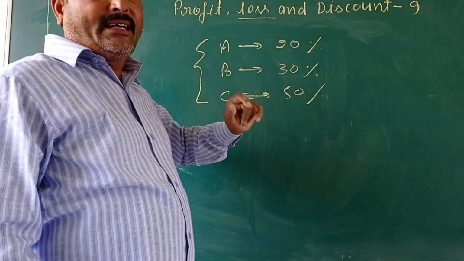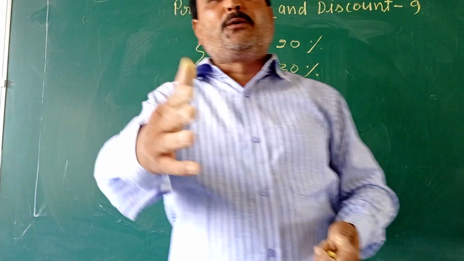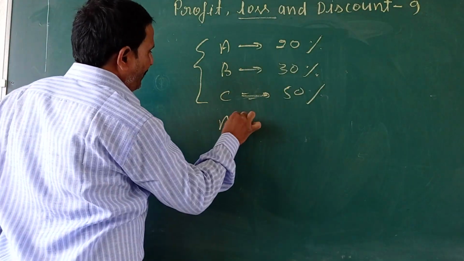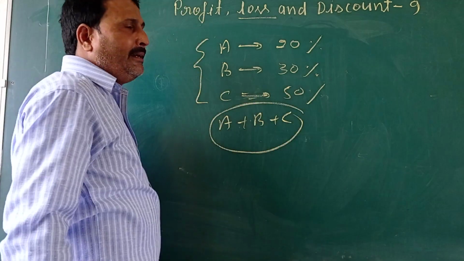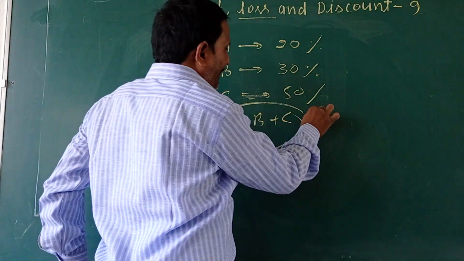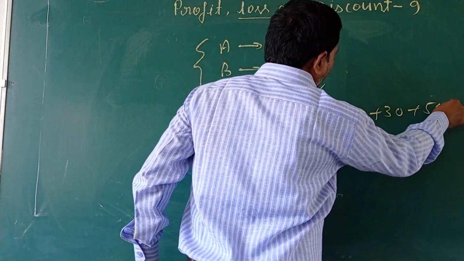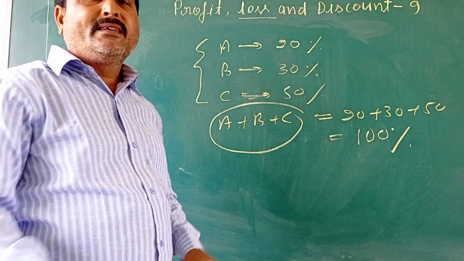Suppose you say to the shopkeeper, sir, I am going to purchase all three articles, A plus B plus C. Please give the discount. They will give discount 20 plus 30 plus 50, it means 100%? They will never give that.